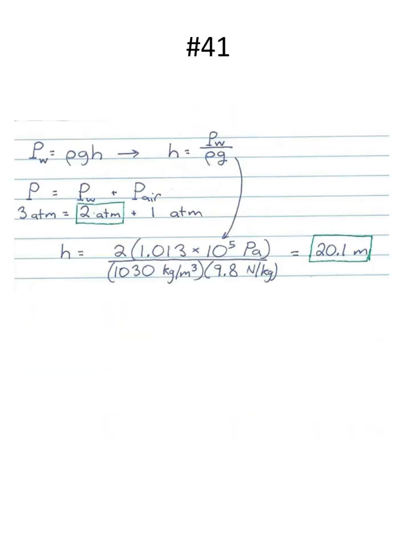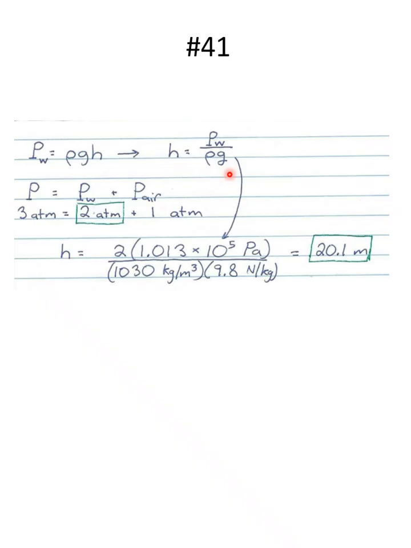Number 41, what is the ocean depth at which a diver experiences a pressure of 3 atmospheres? So we'll use the equation we used in the previous problem, number 37, that the pressure from the water, notice I put a subscript of W there, is rho GH, and so H is the pressure from the water divided by rho G.